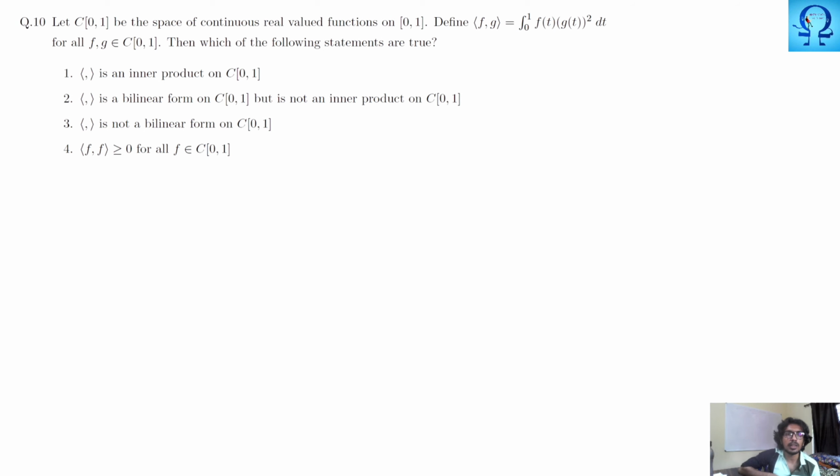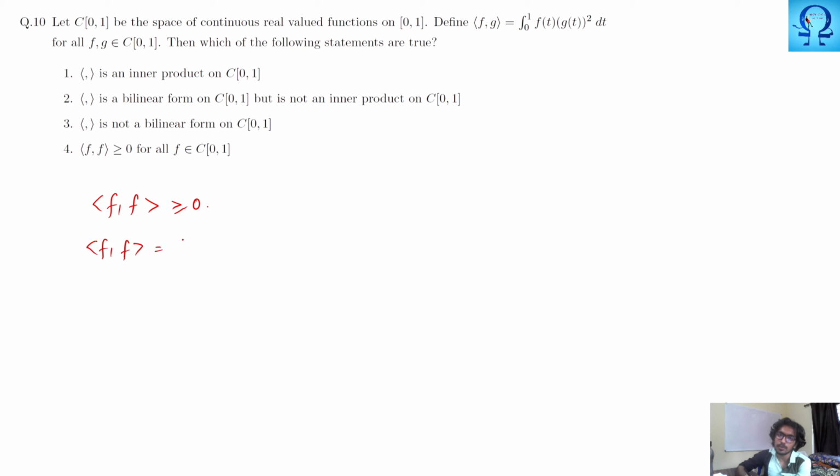Here we are given the set of all continuous real valued functions on [0,1]. In that space they are defining a mapping in this fashion, and we have to examine which of the following statements are true. They are claiming it is an inner product. If it has to be an inner product, then what should be the case? The inner product of f with f should be greater than or equal to 0, right?